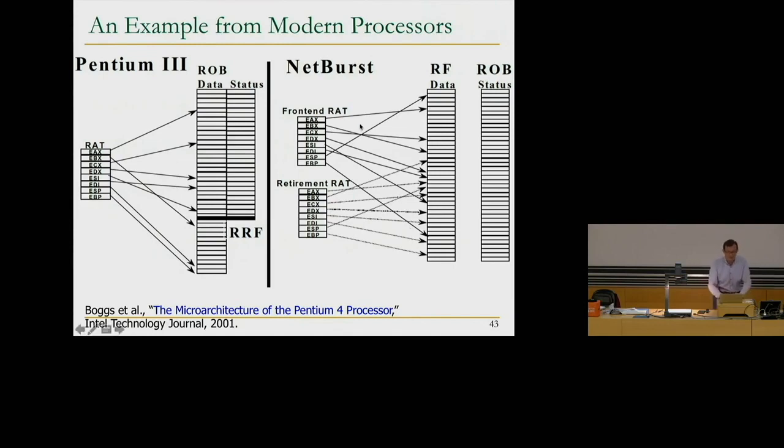Now, what does that mean? If the front-end register alias table and the architectural one point to the same location, there's no instruction in the machine that is writing to that register. That's what it means, because the front-end register alias table says that this register is mapped to physical register 55. The architectural register alias table also says that this register is mapped to physical register 55. This means that there should be no instruction in the machine that produces that particular architectural register. There's no instruction in the machine that's writing to it. Okay? And you also need the reorder buffer, of course.